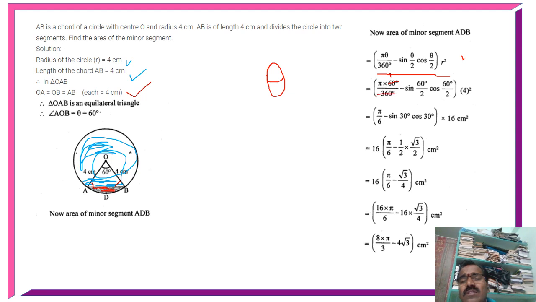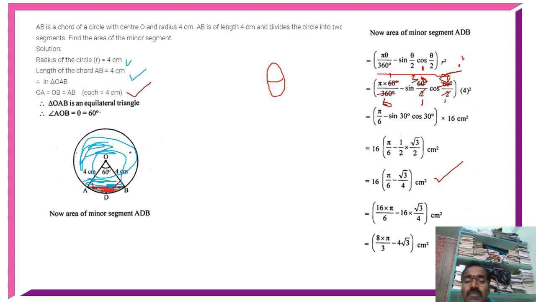6 ones are 6, 6 sixes are 36, so 60 by 360 becomes 1 by 6. Then after simplification we have here sin 30 cos 30. Okay, so pi by 6 minus sin 30 degrees cos 30 degrees, into 4 square which is 16. We know from the trigonometric ratios table, sin 30 is 1 by 2, cos 30 is root 3 by 2. So 16 of pi by 6 minus root 3 by 4 centimeter square.